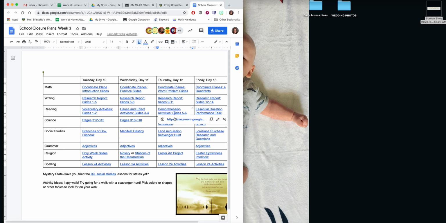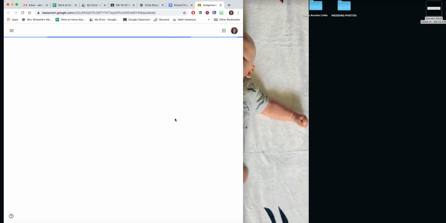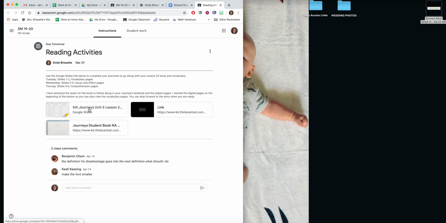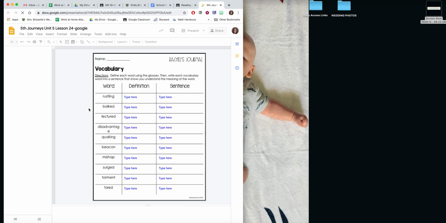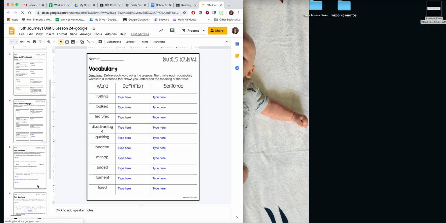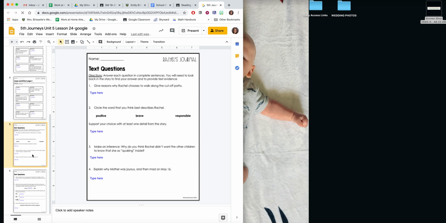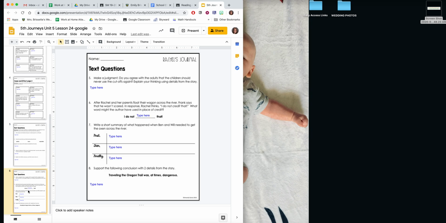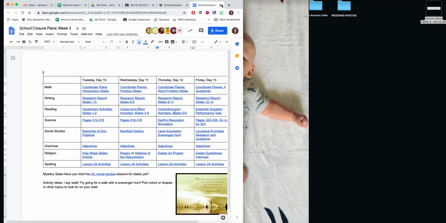For reading, we're working on the text questions. You can listen to the story again, you can read it yourself, and then you're working on the text question slides. Please remember to try to restate the question. You have 8 questions to answer today. So try your best to show your comprehension about our story this week through that activity.